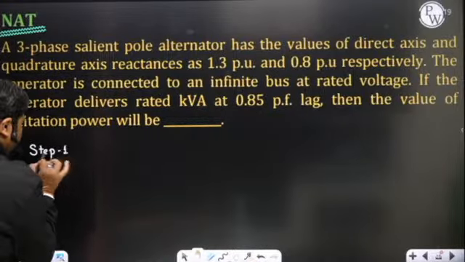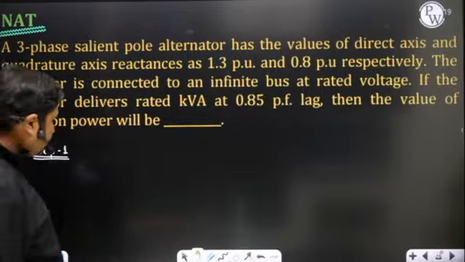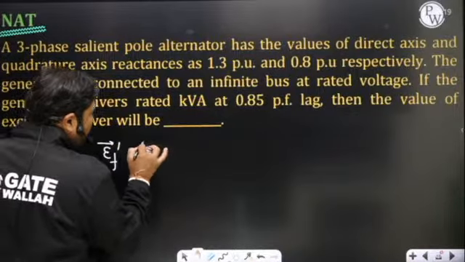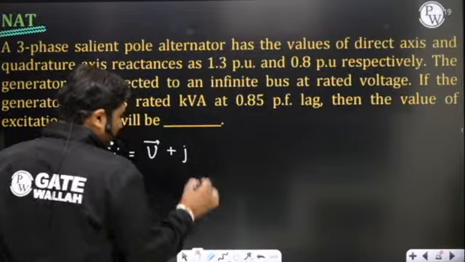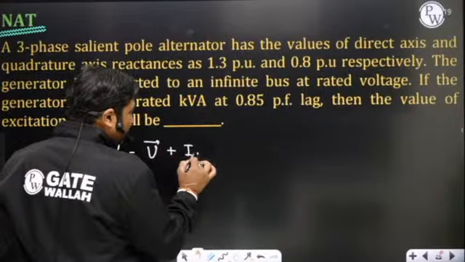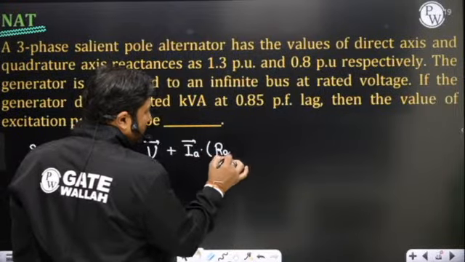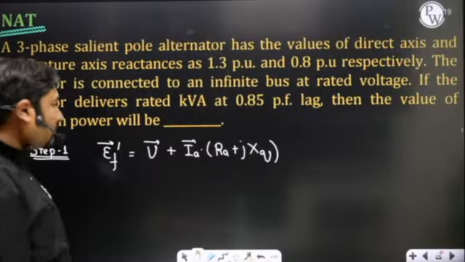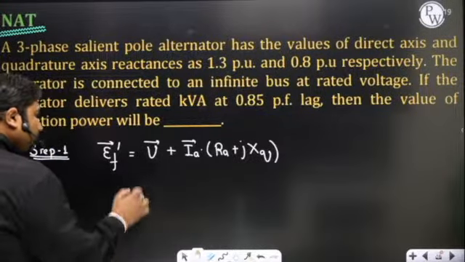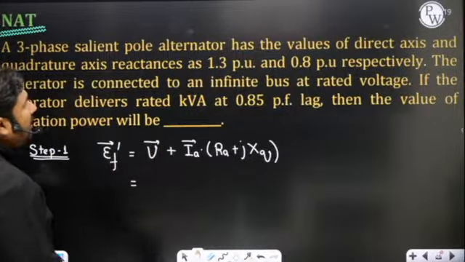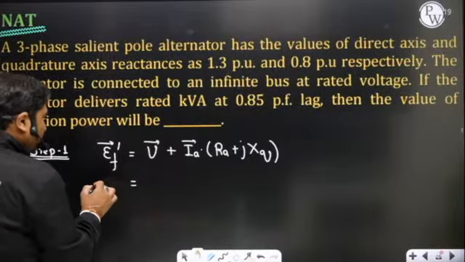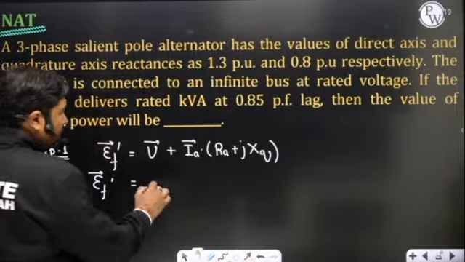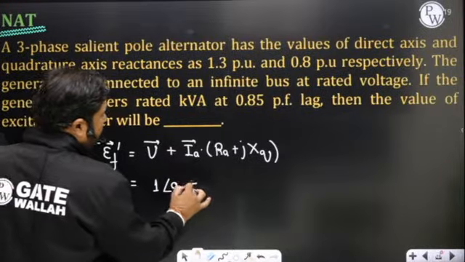Whenever a salient pole machine question is asked, the first step is the Q axis locator, that is EF dash phasor equals V phasor plus IA RA plus jXQ. The quadrature axis you have to take into consideration for finding this. Since RA is neglected, only XQ is there, so you go with XQ. So EF dash phasor equals, everything is known in per unit, so the best is to go with 1 at an angle 0 plus IA.